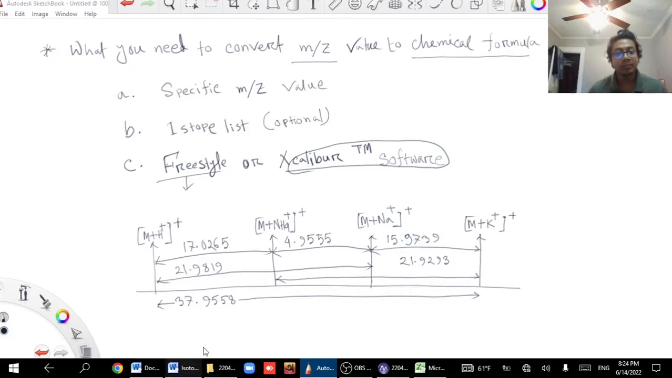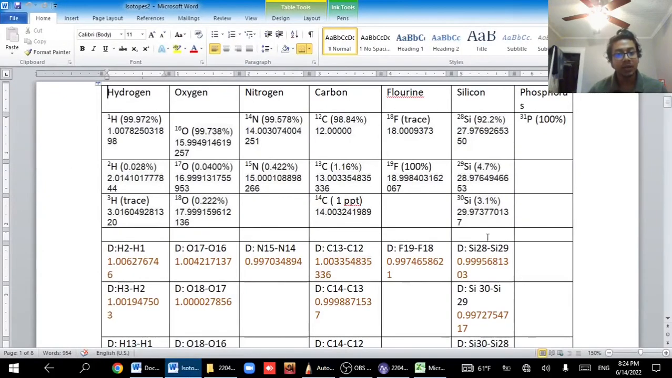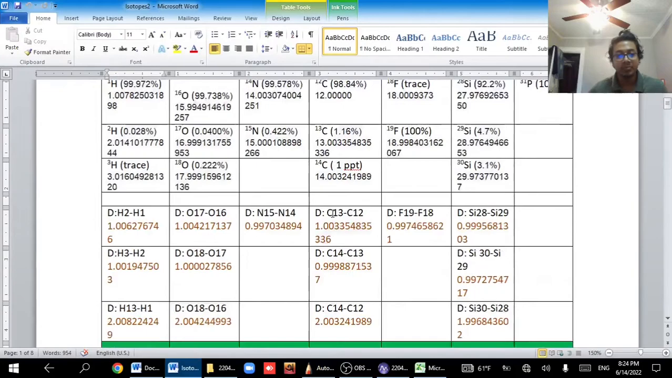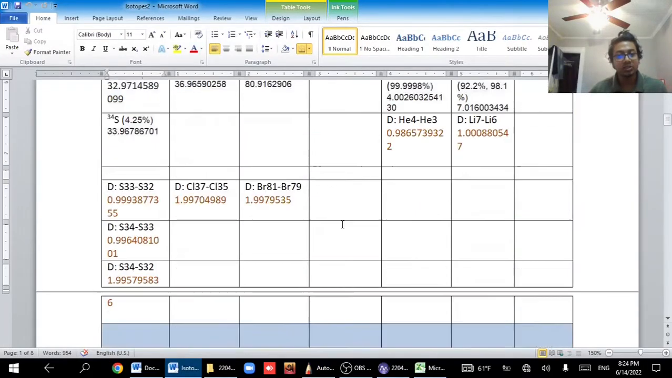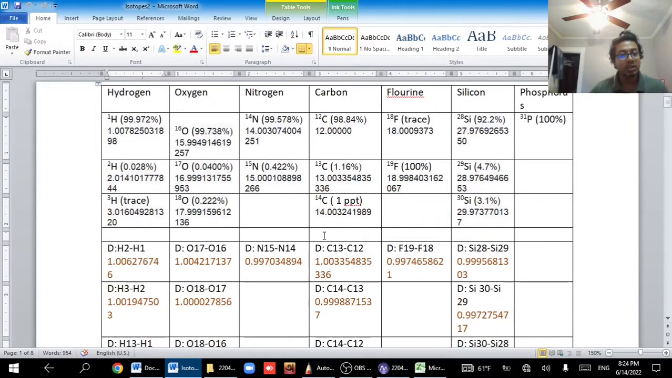Okay, so I made a list of isotopes. Here you can see hydrogen, oxygen, nitrogen. I put a lot of things here, so you can make a list like that. Here you can see this is a hydrogen isotope. The first one is 99% natural abundance. This is the natural abundance of hydrogen, and the same goes for oxygen, nitrogen, carbon, fluorine, etc.